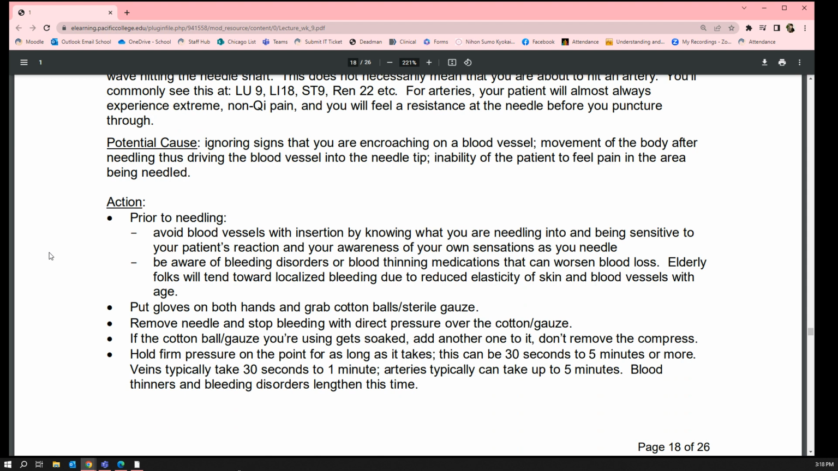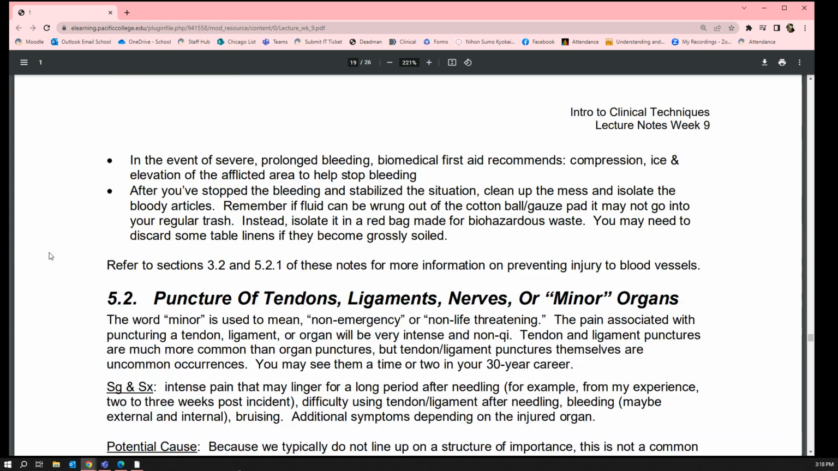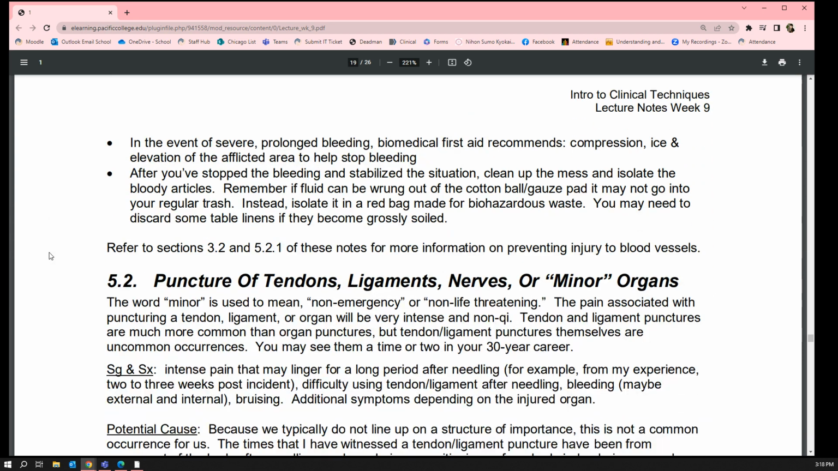Do not remove pressure. Hold firm pressure on the point for as long as it takes. It can be up to 5 minutes. Arteries typically take up to 5 minutes, but veins 30 seconds to a minute. Blood thinners and bleeding disorders lengthen that time. So if you have severe prolonged bleeding, biomedical first aid recommends compression, ice, and elevation of the area to help stop bleeding. Once you've stopped the bleeding and stabilized the situation, clean up the mess.